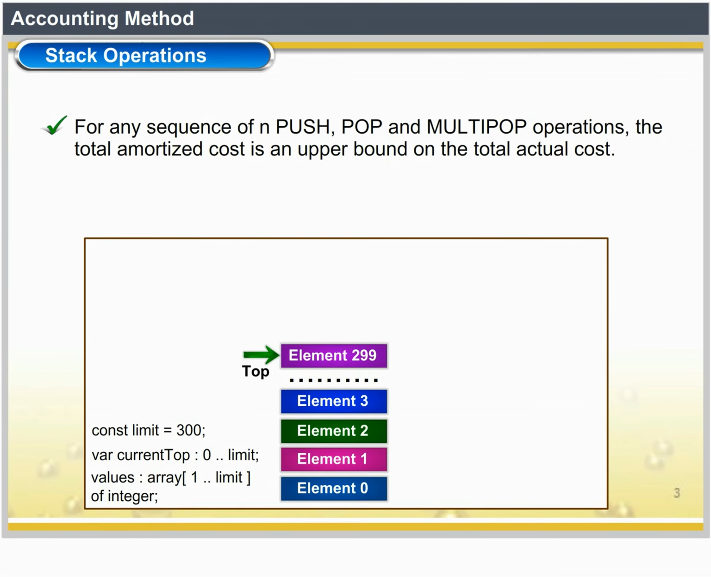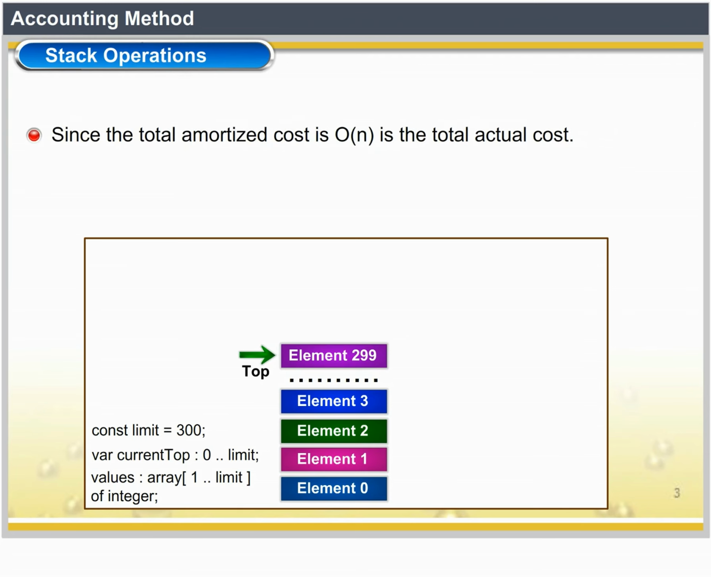For any sequence of n push, pop and multi-pop operations, the total amortized cost is an upper bound on the total actual cost. Since the total amortized cost is O(n), the total actual cost is also O(n).